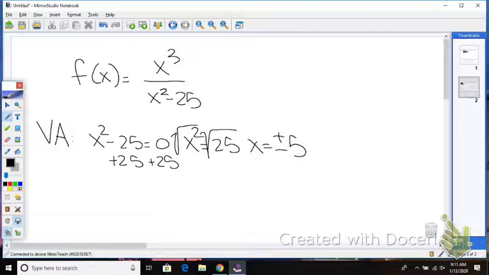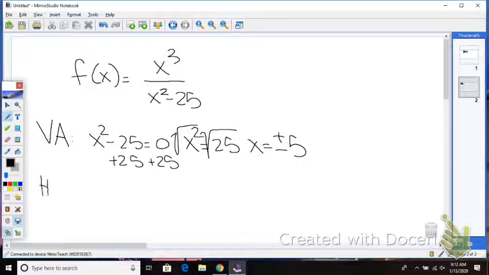I definitely should have written it like that instead. If you factored, you would have factored this down to x plus 5, x minus 5, and then set each one equal to 0 and solved. And would have gotten x equals 5 and x equals negative 5.